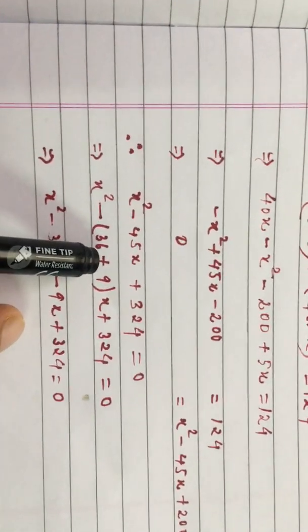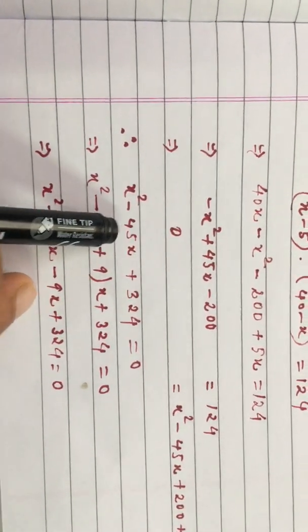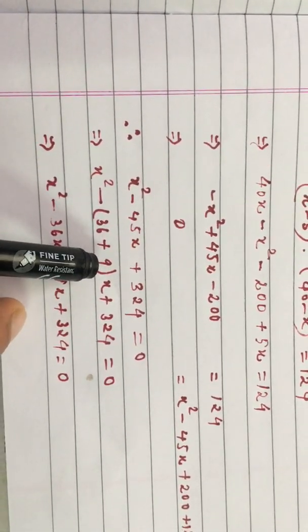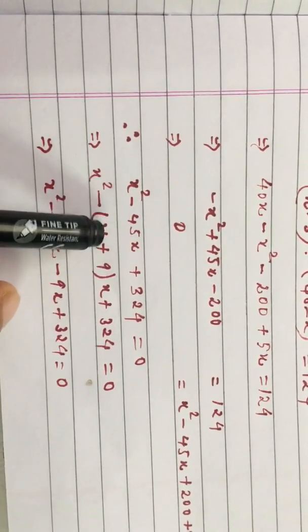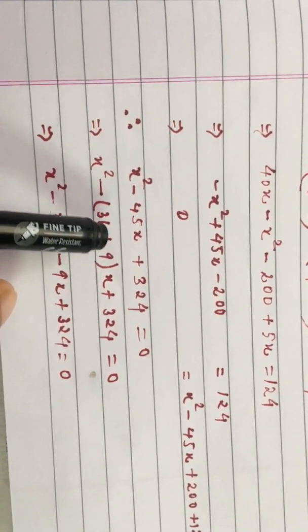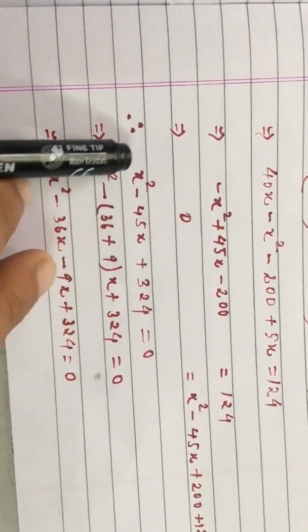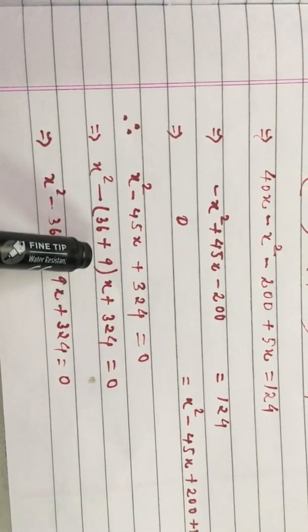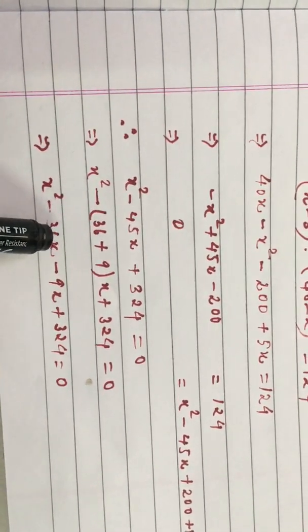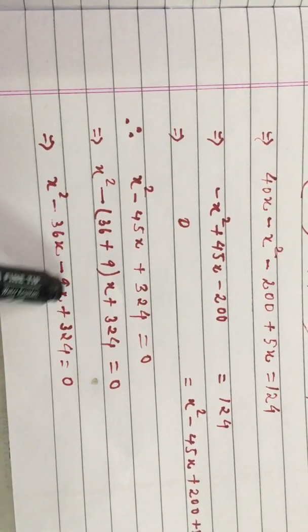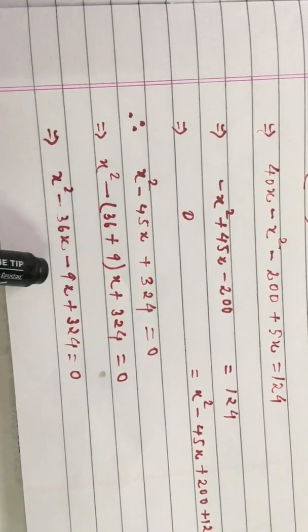Now again we are using factorization by splitting the middle term. Instead of 45 we write 36 plus 9. On adding these we get 45. On product, 36 into 9 gives 324. Now open the bracket. x into 36, 36x, x into 9, 9x, with minus plus minus, minus plus minus.